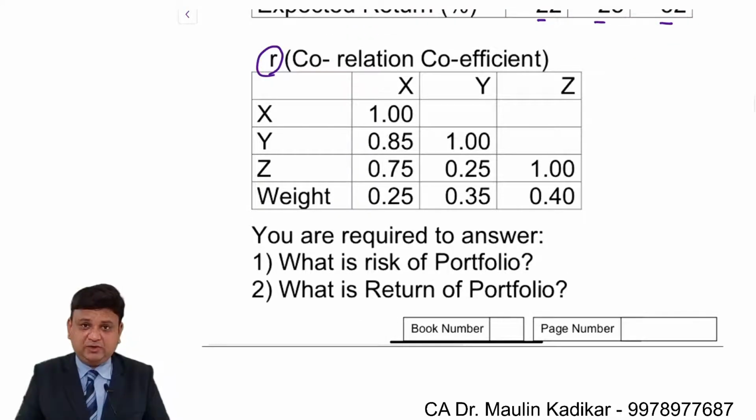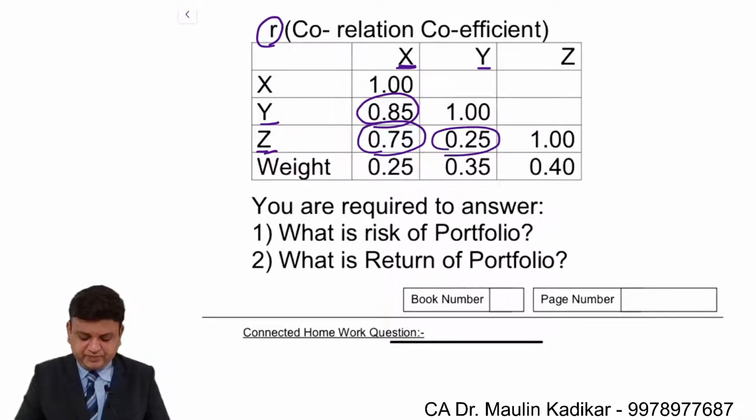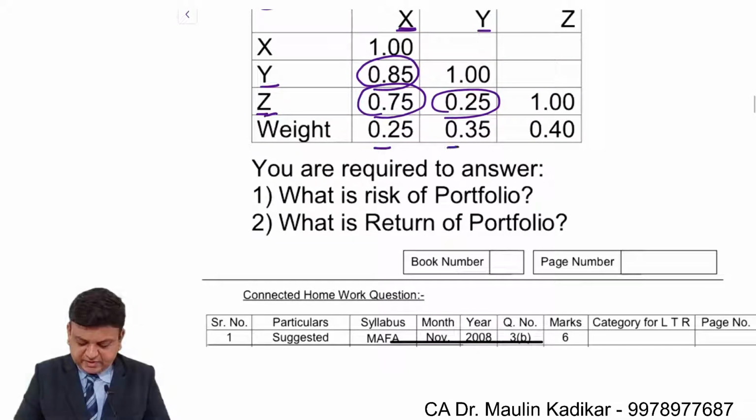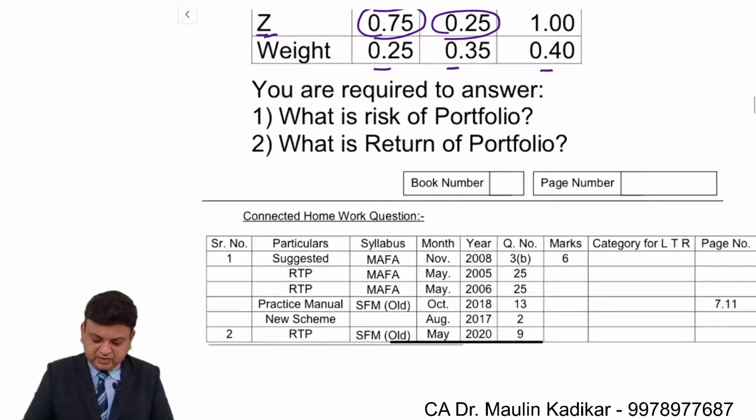Correlation coefficient R is given to us. We have to understand that the correlation coefficient between X and Y is 0.85, X and Z 0.75, Y and Z 0.25. That is the way the correlation coefficient is given to us. The proportion in which we have made investment is 25, 35 and 40. You are required to answer the following questions.